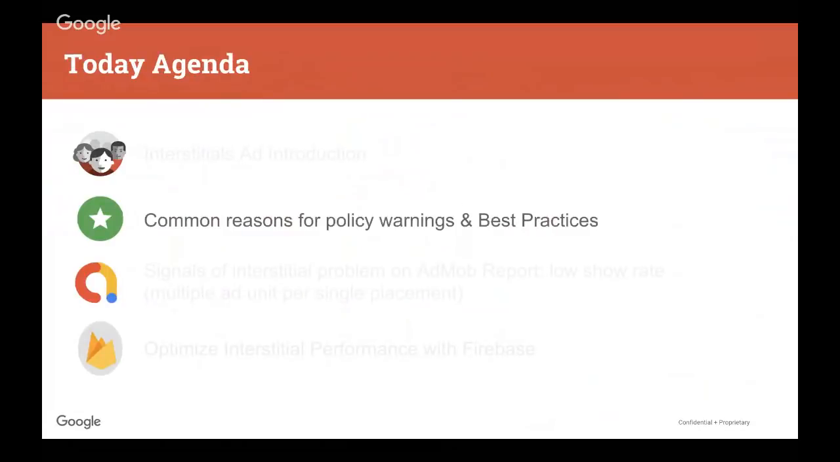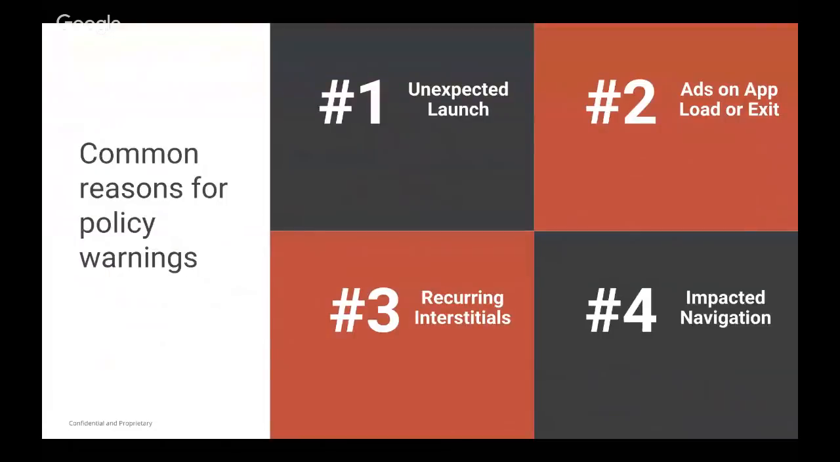So based on some of the feedback that we've received from our developers, which is you guys, from various channels, on receiving policy notifications because of interstitial placement, we wanted to talk to you about some of the common reasons for these policy warnings that you receive for interstitial ads and how you can fix the same. So it's fairly simple, right? Some of the common reasons for policy warnings include unexpected launch of interstitials, ads on app loading or exit pages, recurring interstitials, or interstitials impacting the navigation. Now let's go into each one of these in detail.